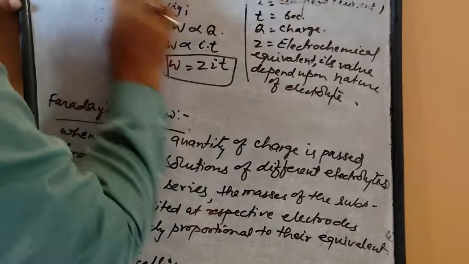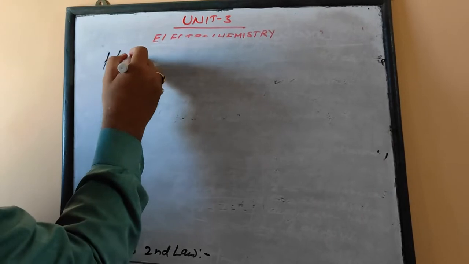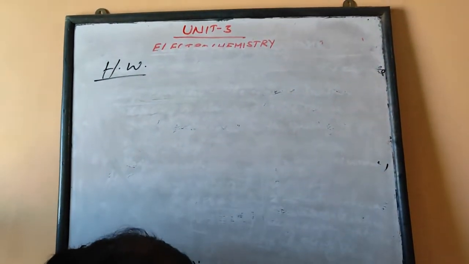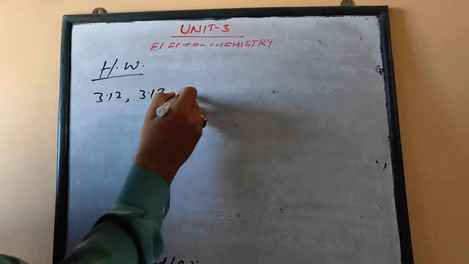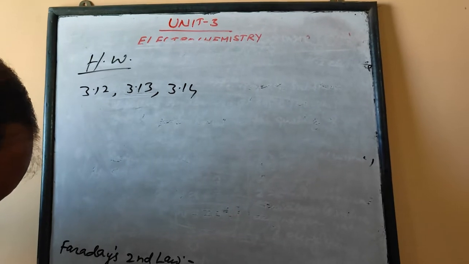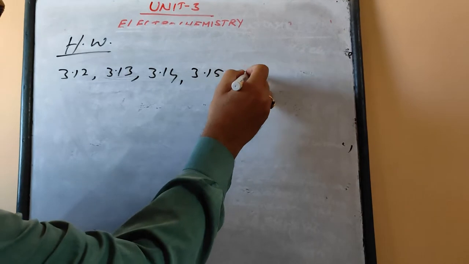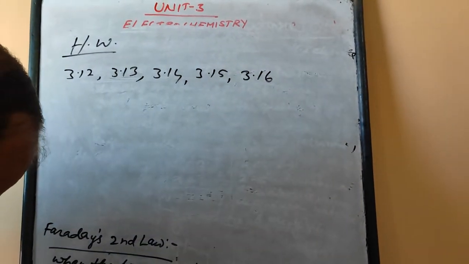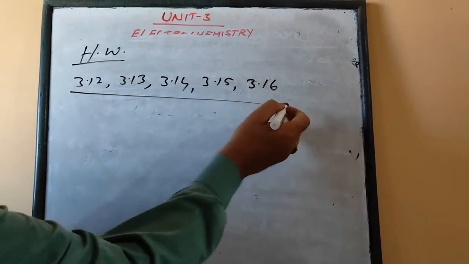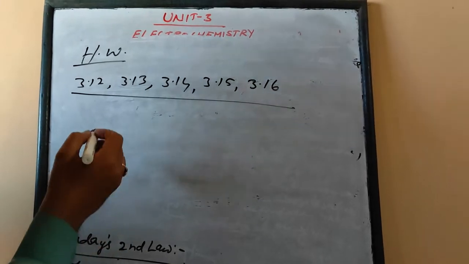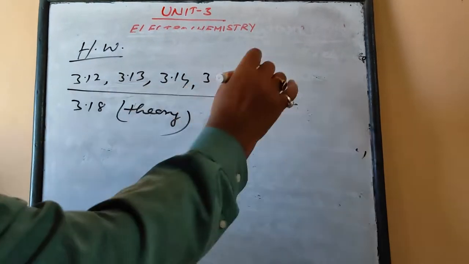Now there are some numericals which are for your homework: 3.12, 3.13, 3.14, 3.15, 3.16. These are the numerical part, and already in theory I have given 3.18. This is theory. Be ready for solving this.